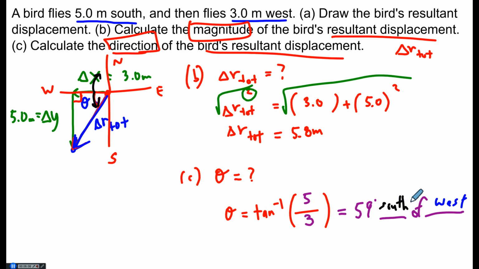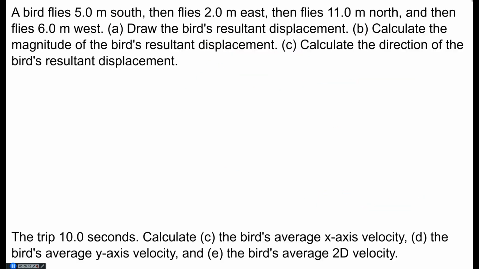Okay. Now this next problem, we're not going to solve it all out, but I do want to point out a harder type of problem that exists. We have a bird that flies 5 meters south. That's a delta y, because south is the y-axis. Then it flies 2 meters east. That's a delta x. Here's another delta y, we'll call that delta y2. And here's a second delta x.